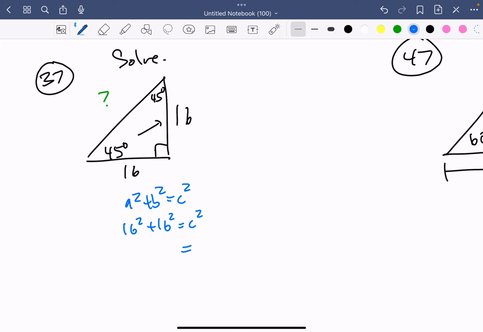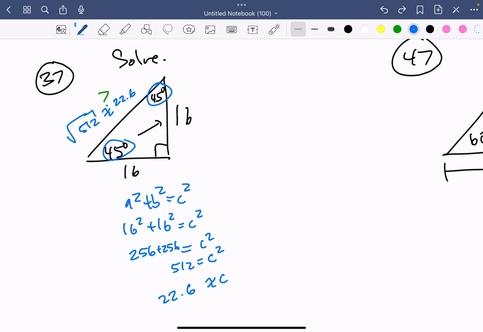So that means that 16 times 16 should be 256 if my brain is working. So 16 times 16, 256 plus 256, this early in the morning, is 512. And so if I take the square root of 512, you're going to get that c is approximately 22.6. If you want exact, it's the square root of 512. Right? And we have solved that triangle because I found all three angles and all three sides.